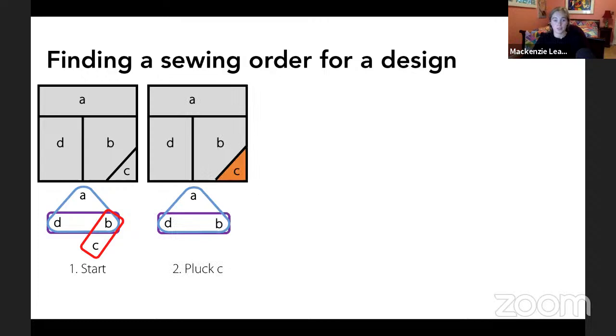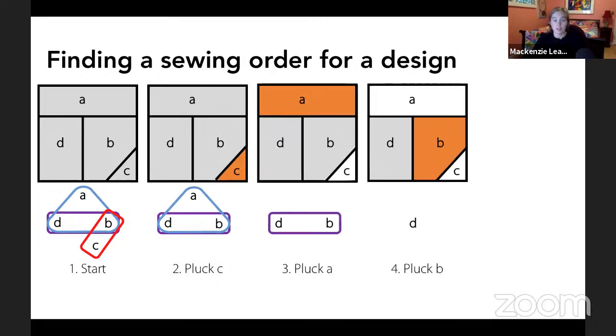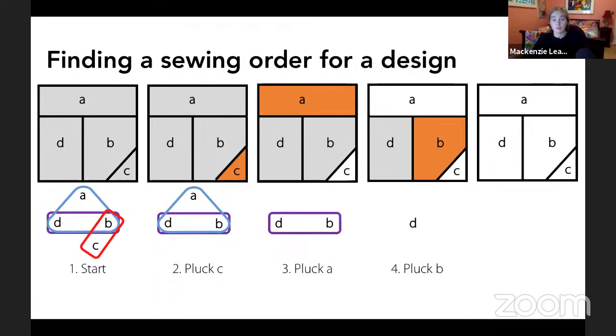And now there's just one leaf, the blue hyperedge with node A, so we pluck that, and then B, and then finally D. And the reverse of this leaf plucking order gives us a valid sewing order, which we can then just apply to the pattern.